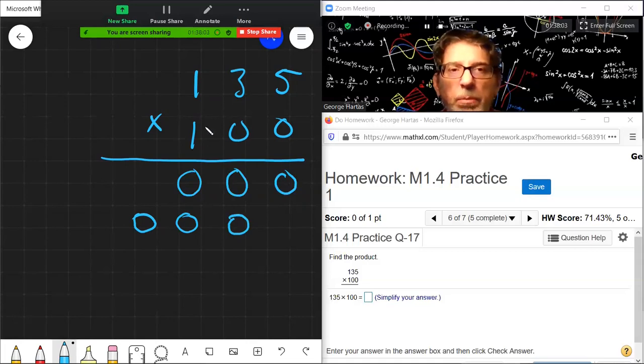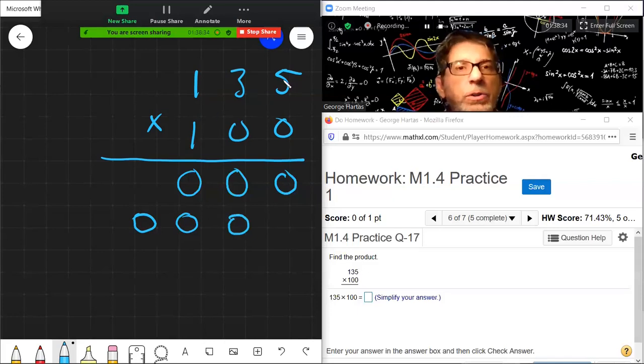So now we're going to start multiplying with the 1, and it's going to go this way. 1 times 5, 1 times 3, 1 times 1. And we're going to start our answer right below the 1, which is in the hundreds place. Ones, tens, hundreds. So they have to match. Everything has to line up.